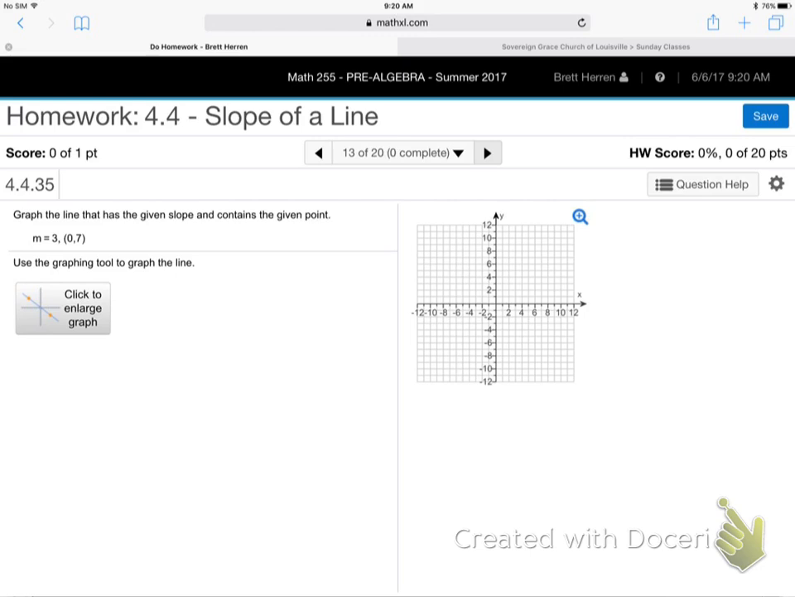Okay, so let's start with the point over 0, up 7: 3, 4, 5, 6, 7. Everybody good with that dot there? So that's over 0, up 7, right? First number's over. Second number's up or down. So over 0, up 7. We got that. Now, what do we do with that?